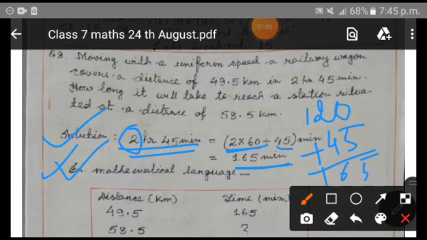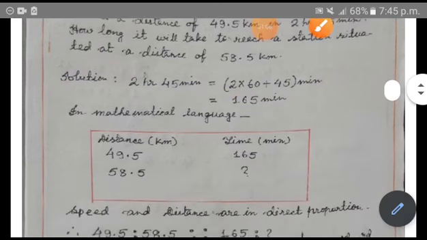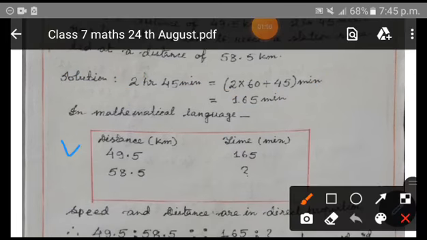Then you will write in mathematical language. You are going to make two columns. On one side you are going to write the distance, other side time. So it is given in the question that 49.5 kilometer distance is covered in 165 minutes. Then what will be the time taken to cover the distance of 58.5 kilometer?